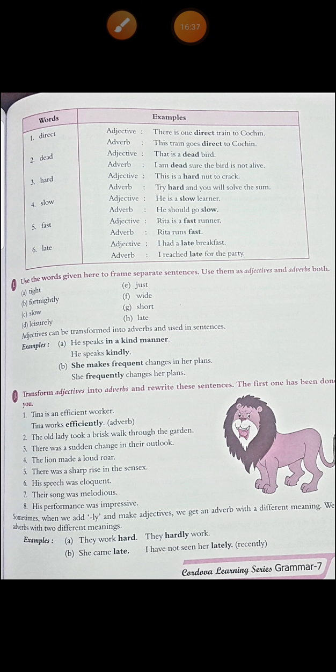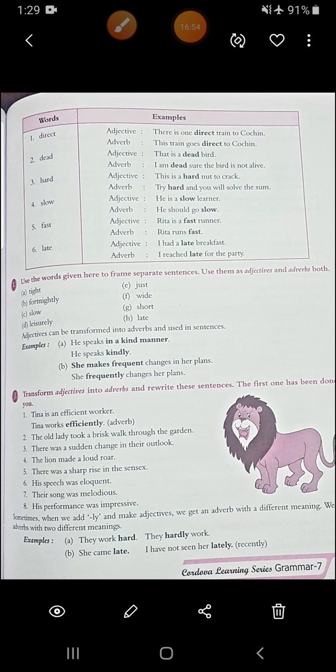See the first one, Tina is an efficient worker. Tina works efficiently. So in this way, you have to change the adjectives into adverbs and rewrite it. See the second one, the old lady took a brisk walk through the garden. What will be the answer? The old lady walked briskly through the garden. Third, there was a sudden change in their outlook. Sudden becomes suddenly. So what will be the answer?